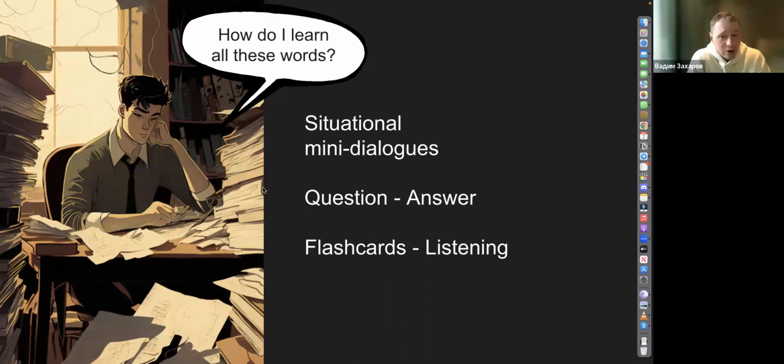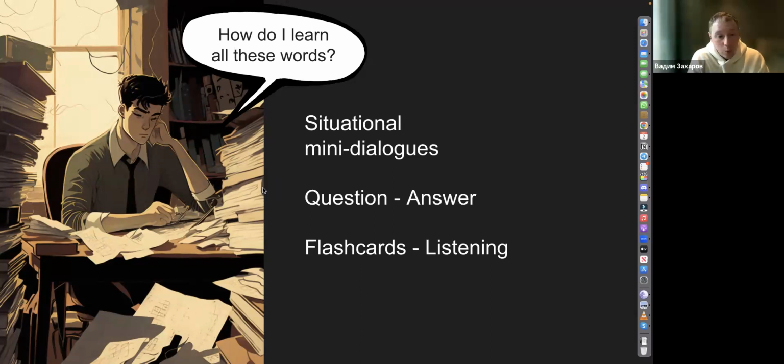Next is question answer. Question answer is a very effective way to learn and practice any vocabulary. Like, where are you from? I am from, let's say, Estonia. How often do you go to the office? Oh, I go to the office every day except Saturday and Sunday. So through questions and answers, you can practice. It's also a pretty effective way. You also learn how to actually ask questions.